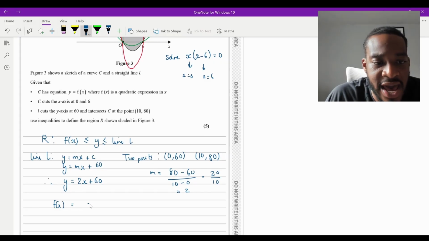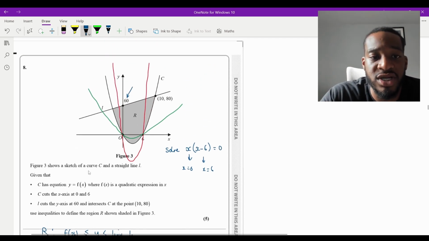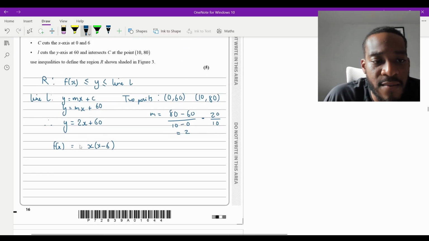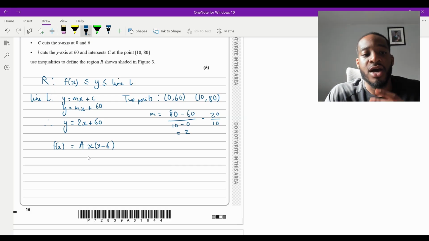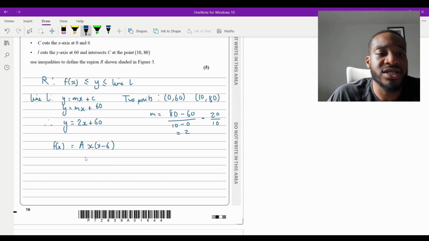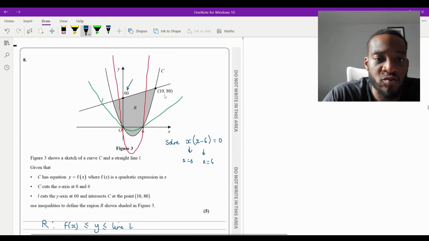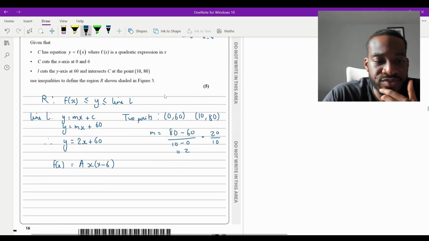I'm gonna call it x minus 6. However, we don't know what the multiplier is because it could be any one of these three or any more, and that is accounted for by putting a here, and this just indicates that we can have a stretch, right? And obviously to figure out what that multiplier is, we need a coordinate, don't we? Which we do have, which is (10, 80), right? So I'm gonna use that one.